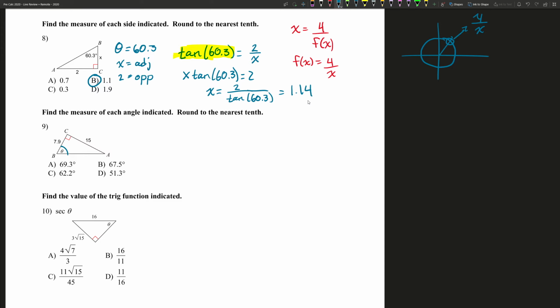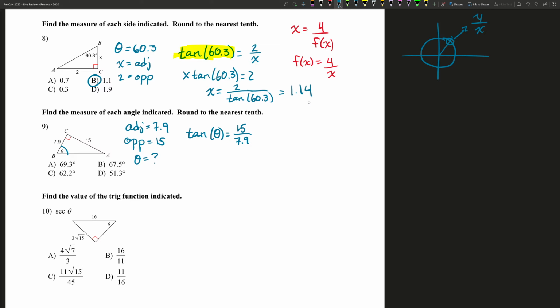Again, we have an angle theta, and we have the adjacent side. The adjacent side is equal to 7.9. The opposite side is 15. And this time we're trying to solve for theta. So we need a trig function with adjacent and opposite. So again, tangent and theta, right? So tangent of theta, tangent of our angle, is equal to 15 divided by 7.9.